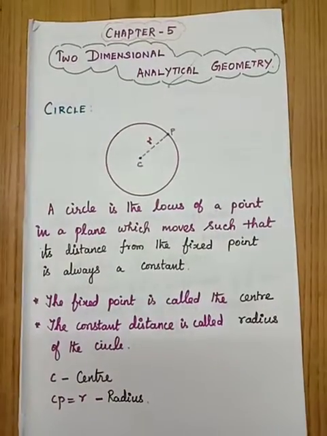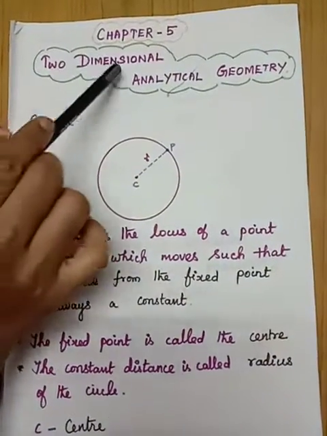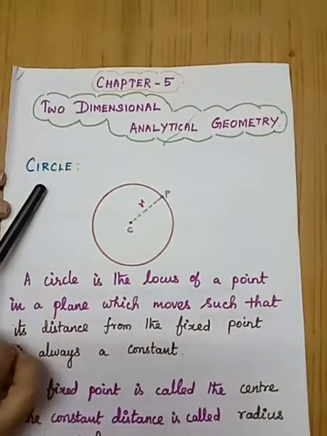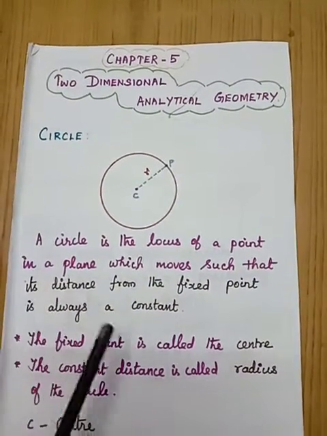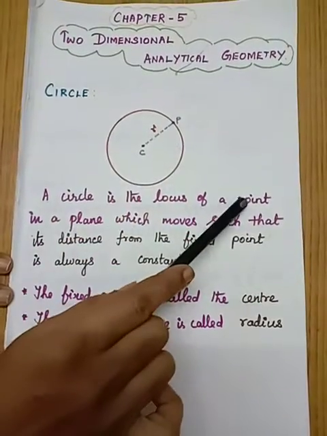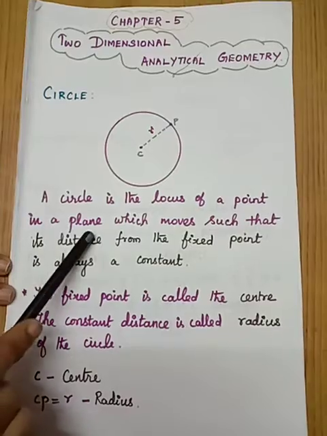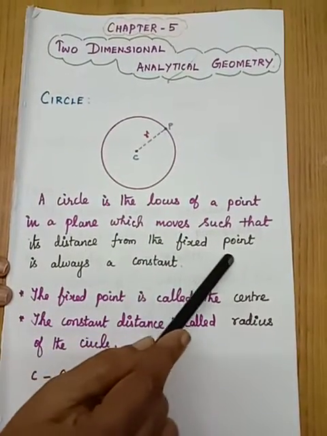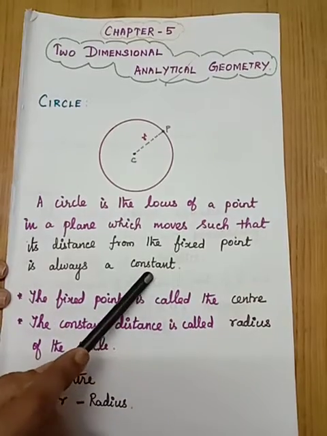Students, so chapter 5, two-dimensional analytical geometry. The first topic is circle. You see the definition of the circle. A circle is the locus of a point, that is a moving point in a plane, such that its distance from the fixed point is always a constant.